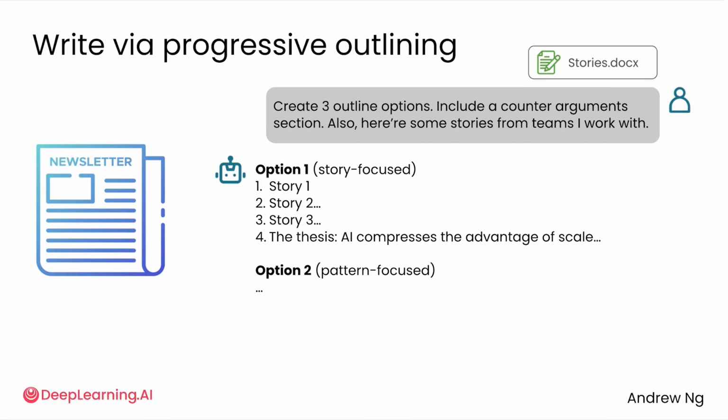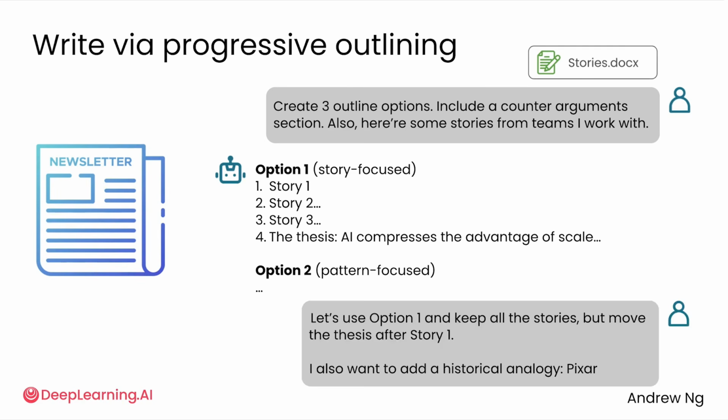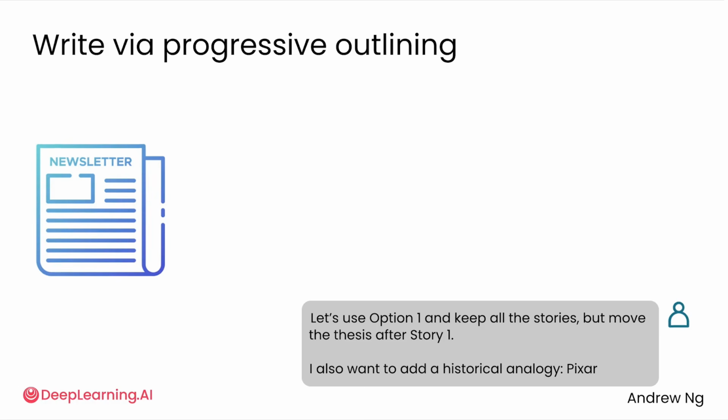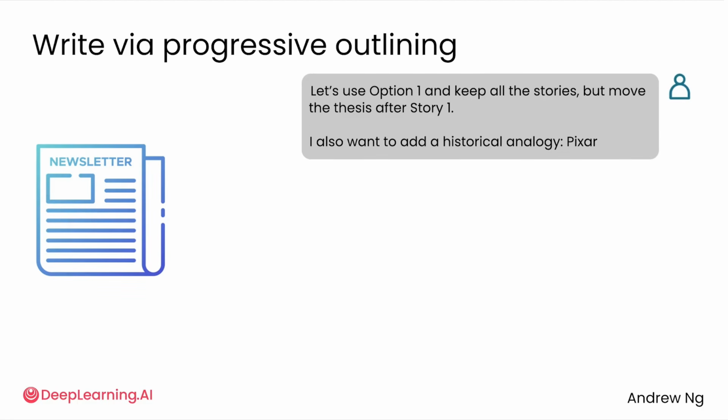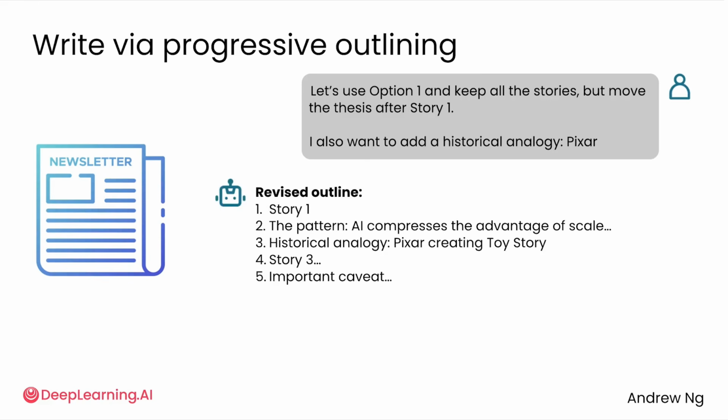Then, following what you saw in how to brainstorm with AI, you might give feedback on these options. And so you might say, let's use option 1 and keep all the stories, but move the thesis right after story 1. And also, maybe say you want to add a historical analogy, Pixar creating Toy Story in the 90s, which is actually a really inspiring story where Pixar, at that time a small company, created Toy Story, which was the first fully computer animated feature-length film, just using a very small team. Based on your feedback, the AI maybe gives you back a revised outline.